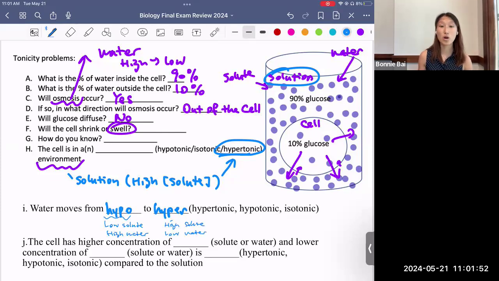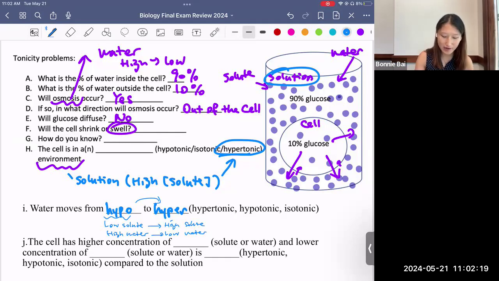So once again, it's diffusion of water. So water will move from high water to low water, which is low solute, to high solute, which is the same thing as hypotonic to hypertonic. We're just saying the same thing with different languages. Why do we do that? I don't know. You shift your perspective. We're thinking about the scenario in different ways.